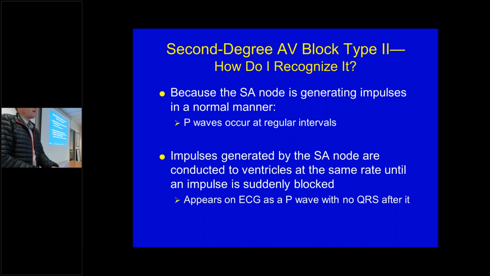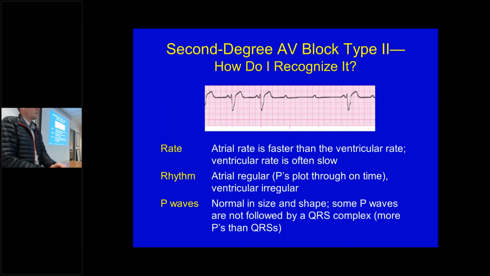So the PRI doesn't change. The PRI may be increased, but it doesn't change. It stays the same until there's a block, until there's no QRS after it. So do you see that? You still have P waves, boom, boom, boom, boom. The PRI doesn't have to even be wide. Then you have a dropped beat. No QRS, no QRS. Conduction is not getting through.